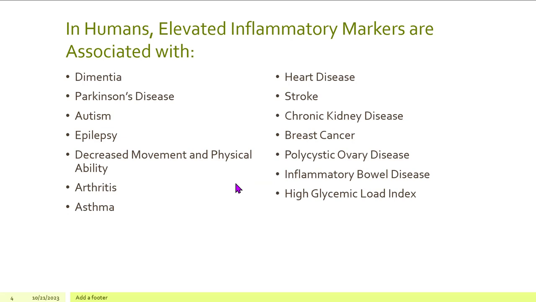We know in humans, when we have elevated inflammatory markers, which are a hallmark of the SAD diet, these are associated with things like dementia, Parkinson's disease, autism and epilepsy, and decreased movement and physical ability. This is largely due to chronic conditions like arthritis, both osteoarthritis and rheumatoid arthritis. Asthma is heightened, as are heart disease, stroke, chronic kidney disease, breast cancer, polycystic ovary disease, inflammatory bowel disease, and a high glycemic load index. Right? This is talking more about the things that increase insulin and increase blood sugar. So overall, inflammation is associated with a lot of detrimental processes. If we can decrease inflammatory processes within the body, we're going to also help maintain our health.